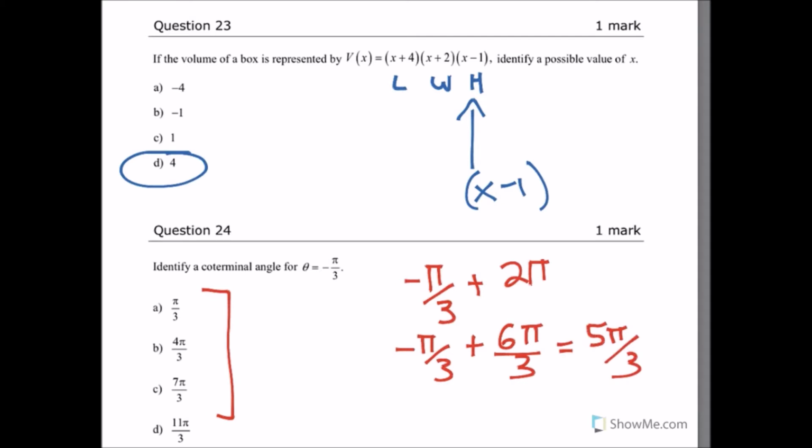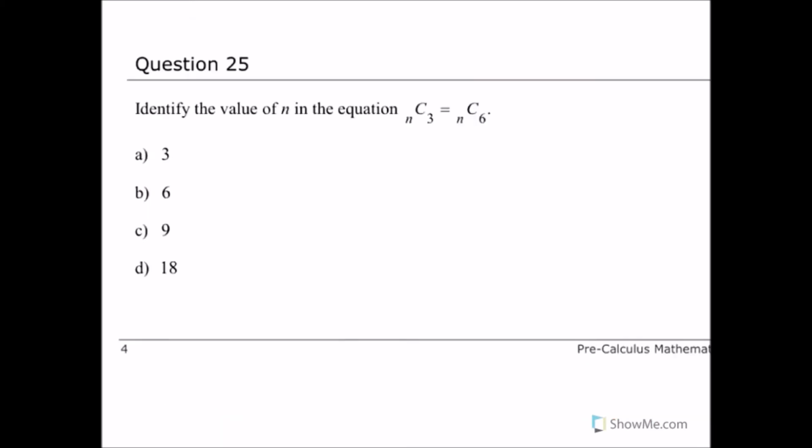I did something wrong there? No, I didn't do anything wrong. That's not there, though. It's a good question. So you could add or subtract again. So I'm going to take 5 pi over 3 plus 2 pi again, so plus 6 pi over 3, and I get 11 pi over 3. That's the beauty of multiple choice. If your answer is not there, you've got to do something else.